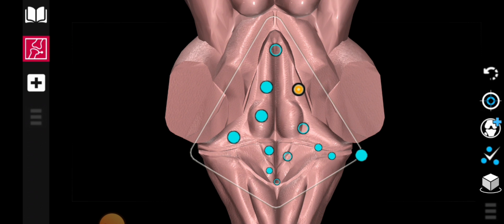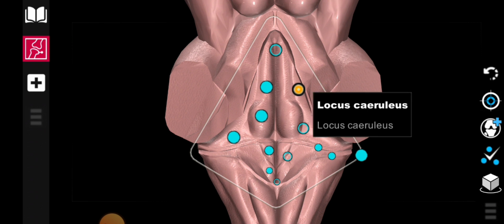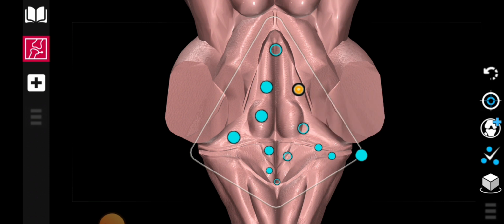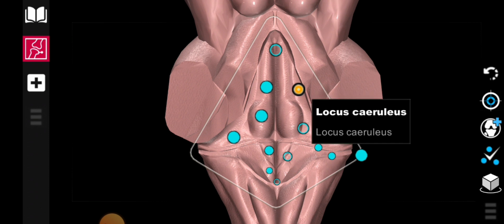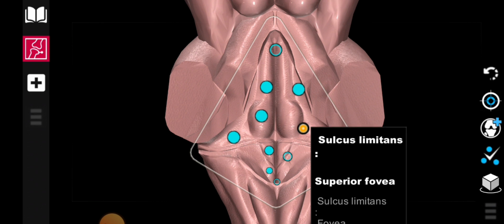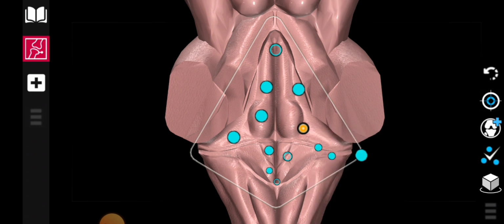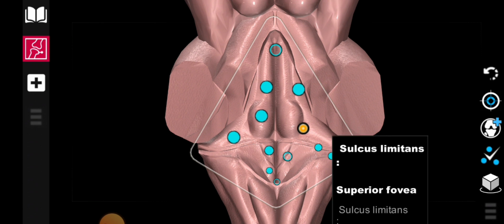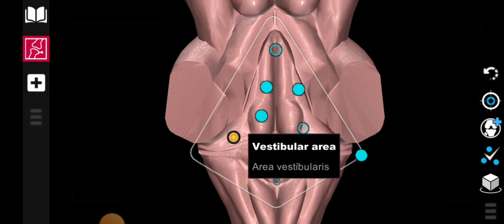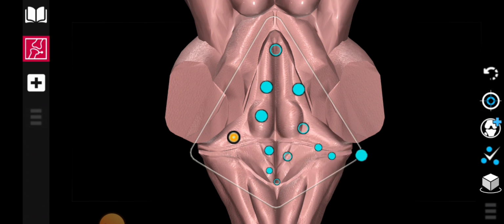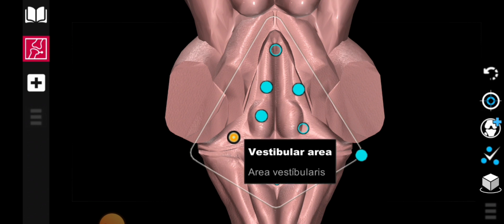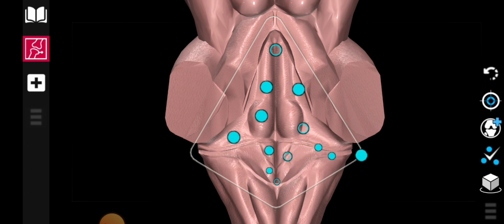Now there is a part present on the lateral aspect of the lateral sulcus called the locus ceruleus, right? Let me show you the sulcus limitans that separates the facial colliculus from the lateral area. With the help of the sulcus limitans, let me mark this lateral area called the vestibular area present on both sides, and we know that underneath it lie the vestibular nuclei of the 8th cranial nerve, right?